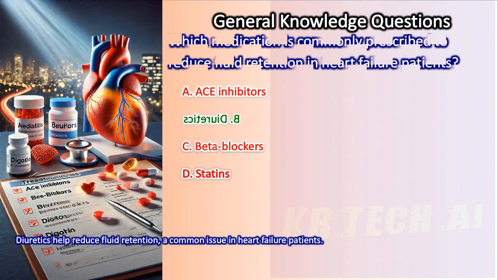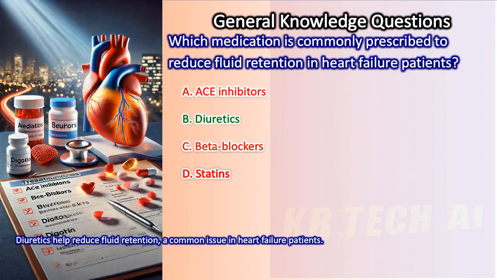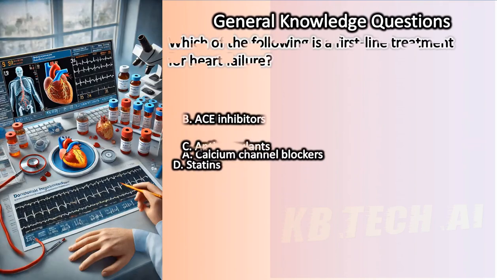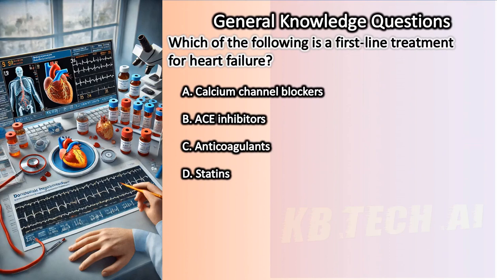The answer is option 2. Diuretics. Which of the following is a first-line treatment for heart failure? Option 1. Calcium channel blockers. Option 2. ACE inhibitors. Option 3. Anticoagulants. Option 4. Statins.